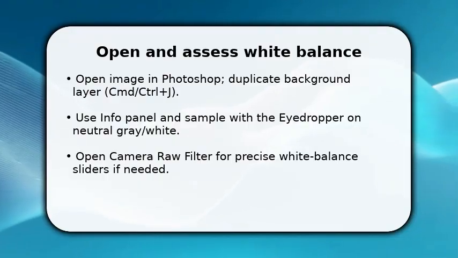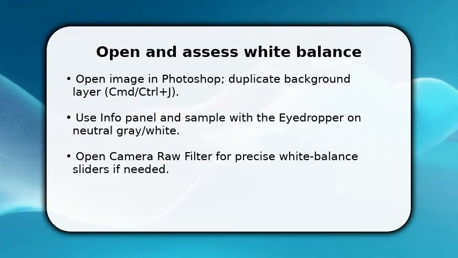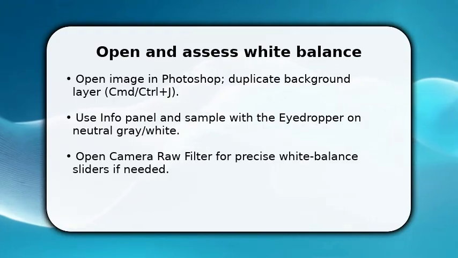You start by quickly assessing the color cast so you know what to correct. Open the photo and duplicate the background layer to preserve the original. Use the eyedropper to sample a neutral area and watch the RGB readout. If channels differ, you have a cast.